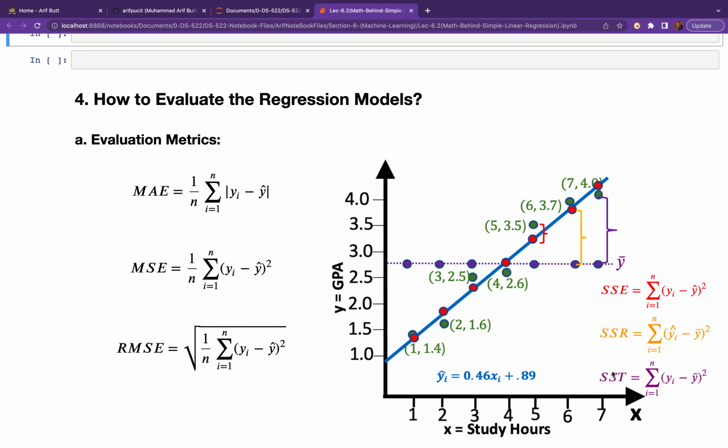And the third one is SST, which stands for total sum of squares and is calculated by the sum of squared distances between the actual point yi and its mean y bar. I have shown this distance with this purple curly bracket shown over here. And remember, we have the differences for all the points, and we need to sum them up to finally come up to SST. And we have to sum up all the distances to come up to SSR and so on.